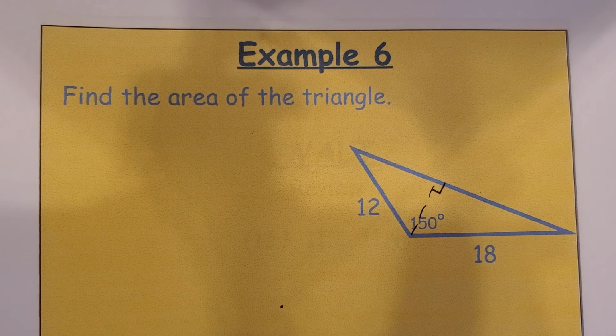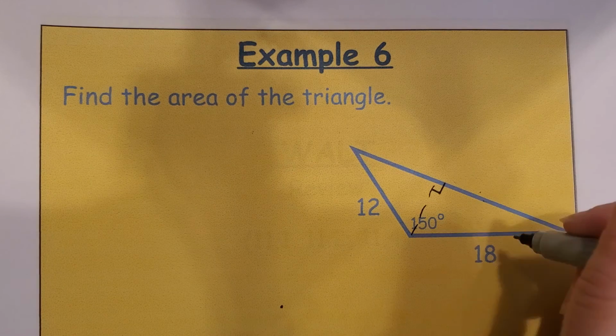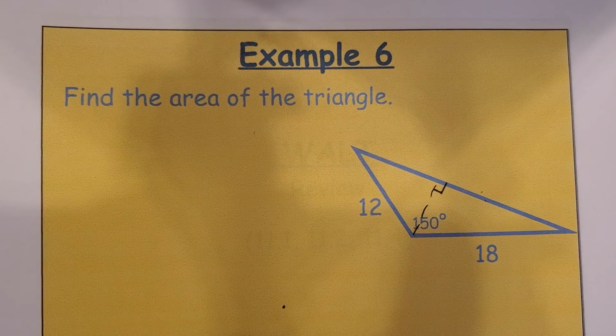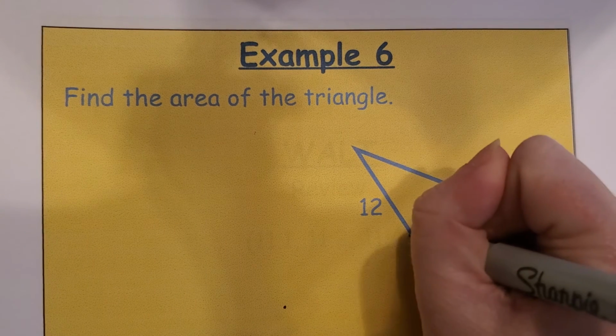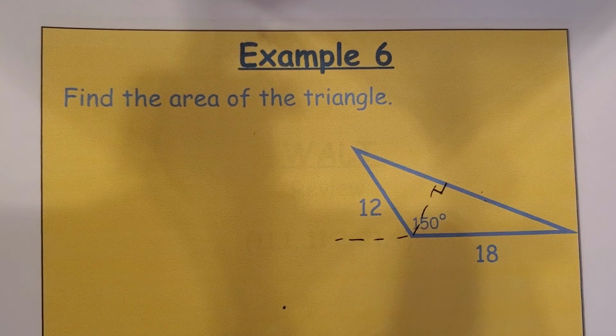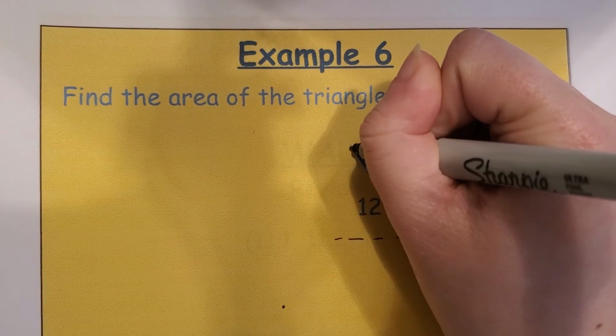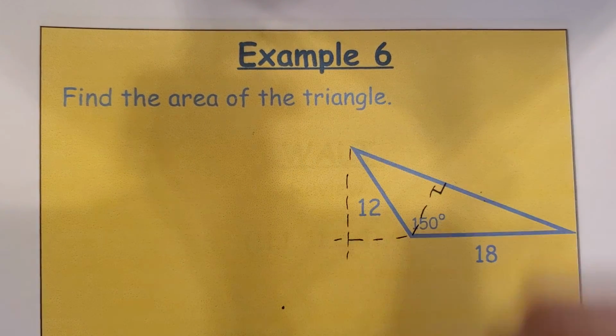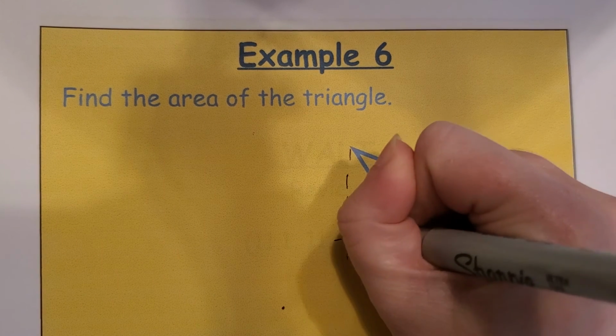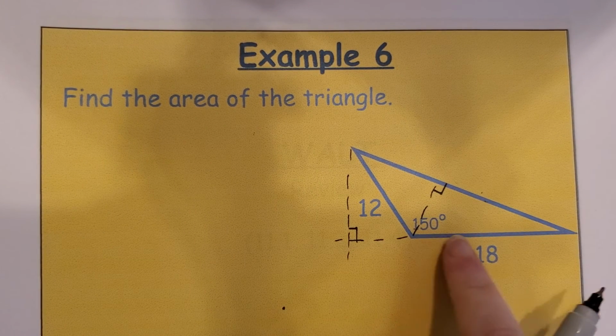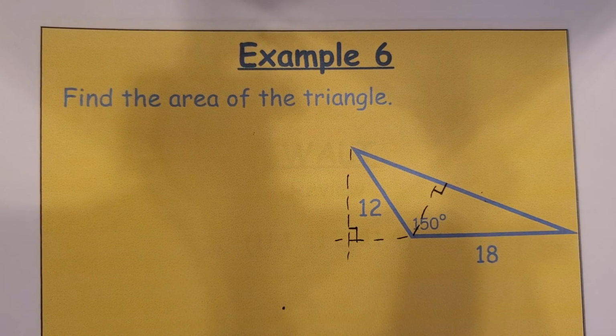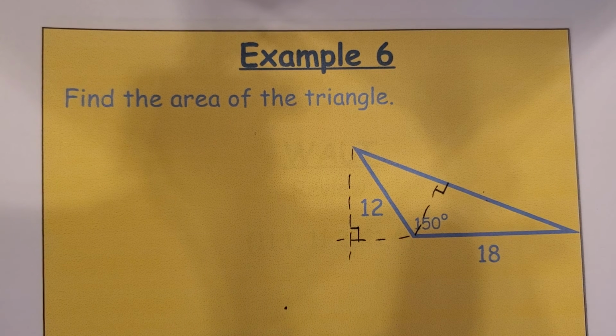Where's our height? Well, if this is our base, I think there were problems like this in whatever section that was, 11.1 maybe. You can extend the base a little bit and drop your height this way. That creates your right angle. It's still the 18 that's going to end up being the base of our triangle since that's the flat part. And then it's just a matter of finding our height.